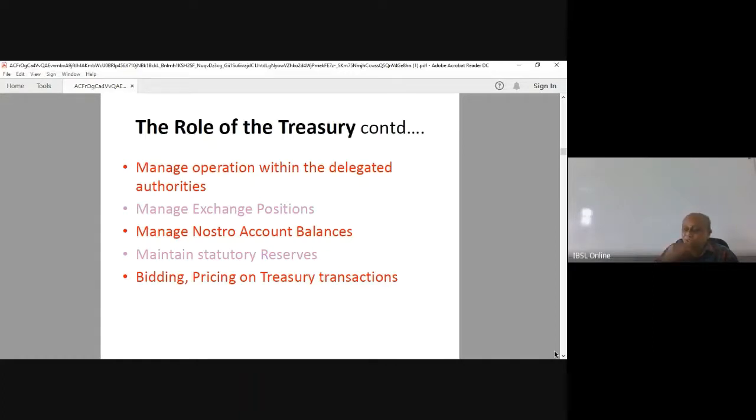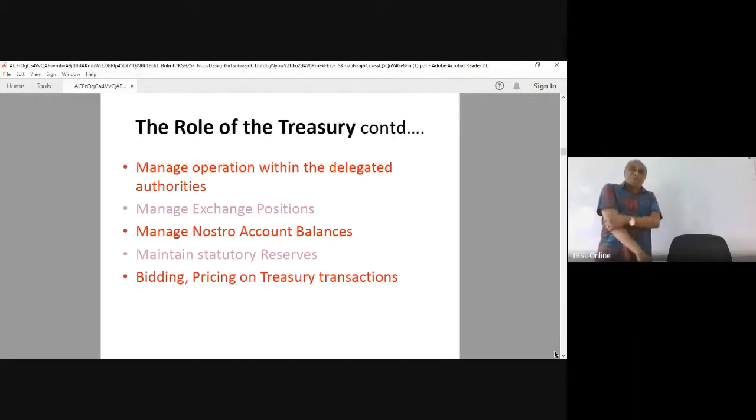Because of that, you have to maintain a healthy balance. But even while maintaining a healthy balance, excessive funds are also not productive, because you won't get any money. Your nostro account is a current account. You won't get any interest for that, right? So you have to maintain the minimum. On the other hand, control, manage, and monitor the balances, right? And maintain statutory reserves, the local rupee statutory reserves. Then bidding, pricing on treasury transactions.